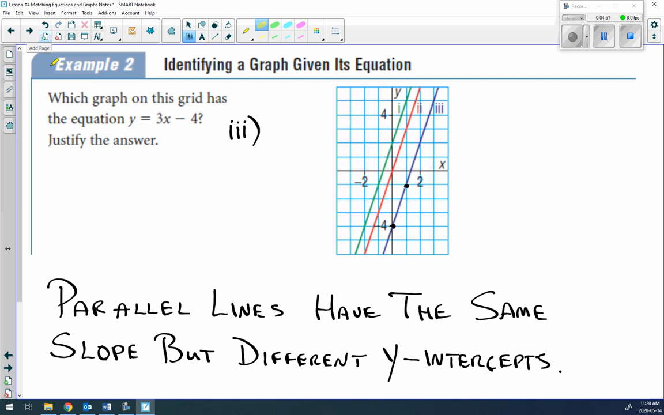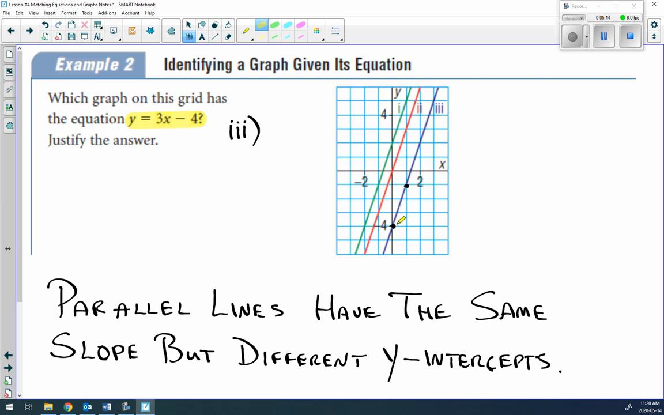Parallel lines are interesting because parallel lines have the same slope, right? If you look at the graph, they all have the same slope, but they have different y-intercepts. So look at this one here. It says y equals 3x minus 4. So they all have the same slope of up 3 over 1, up 3 over 1. So the giveaway in this case is the negative 4, the y-intercept. So look at this graph and find where the y-intercept is negative 4. There it is right there.